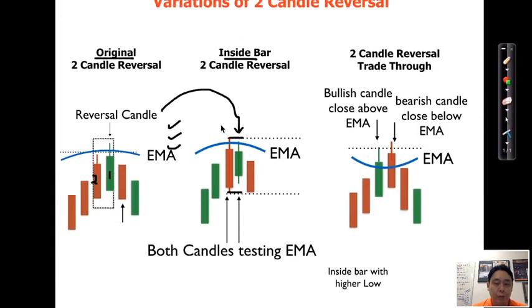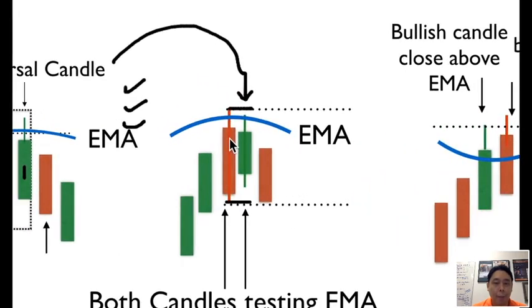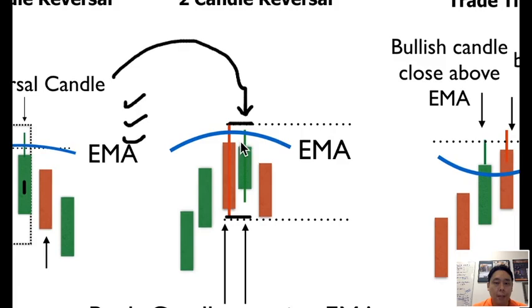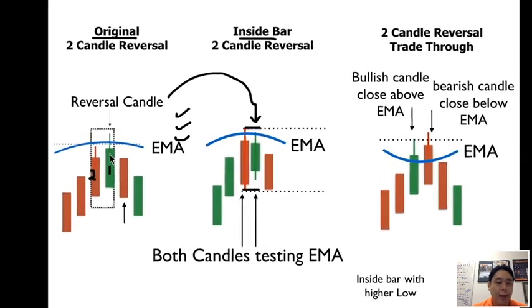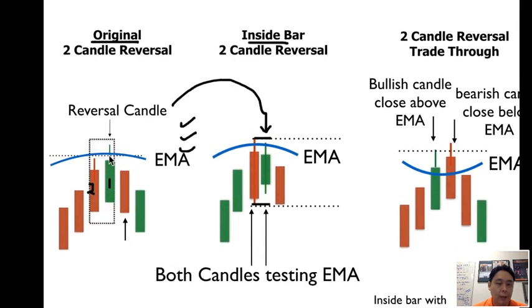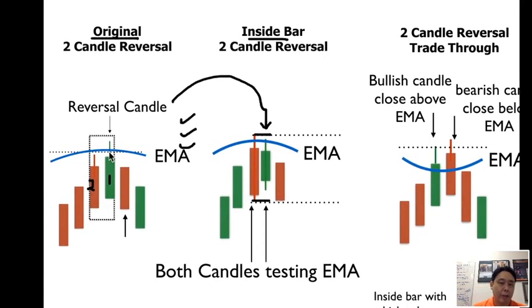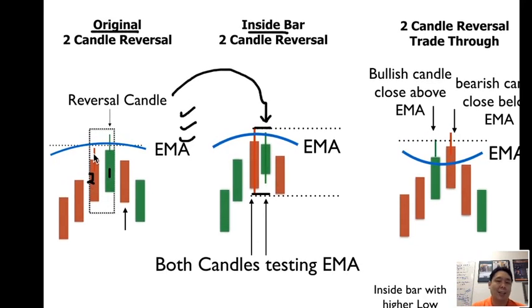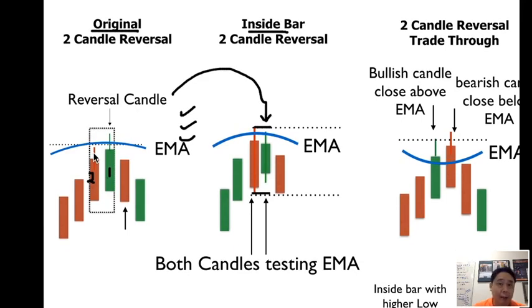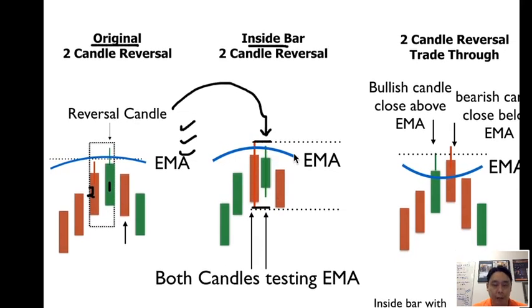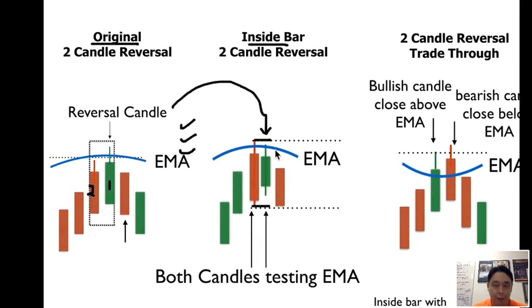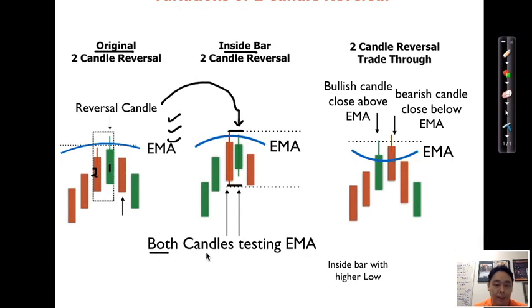So this is also a valid pattern, but for this pattern, both upper shadows must cut the moving average. Whereas in the original pattern, only the reversal candle shadow must cut the moving average. This shadow does not have to cut the moving average. If it does, fine, no worries, but it doesn't have to. But for this pattern, both of them have to cut the moving average for it to be valid. Okay, there you go. Both candles testing the moving average.